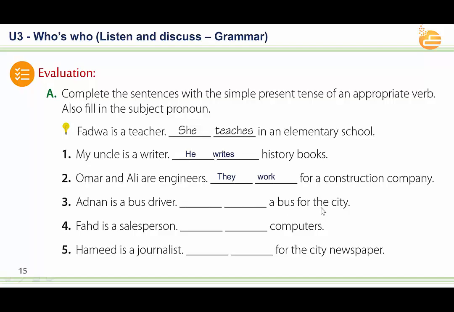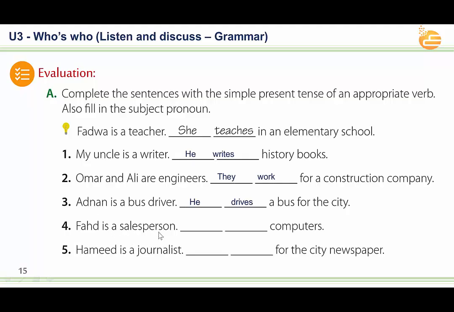Number 3. Adnan is a bus driver. A bus for the city. Adnan. What should we say? We are talking about Adnan. He. Okay. A bus driver. So what does he do? He drives. Excellent.